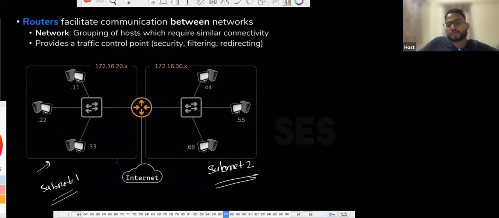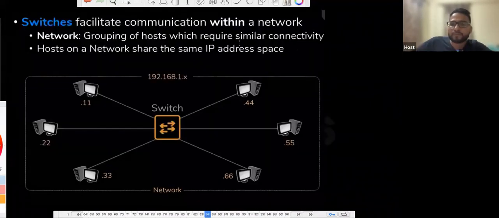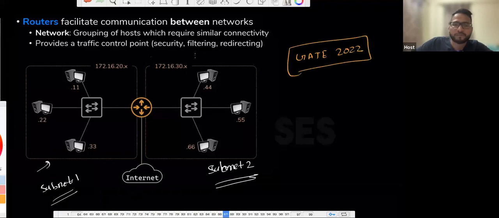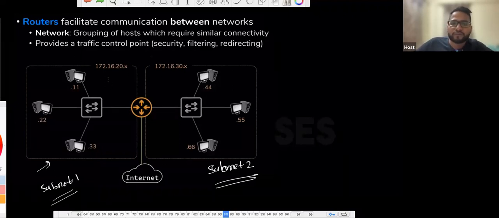So basically, the switches are used to communicate within a network. This word within is important here. This entire thing is just one network. But if you put the router, then these are two different networks. In fact, this question has been asked in GATE 2022: how many subnets are there? So we will see that concept.